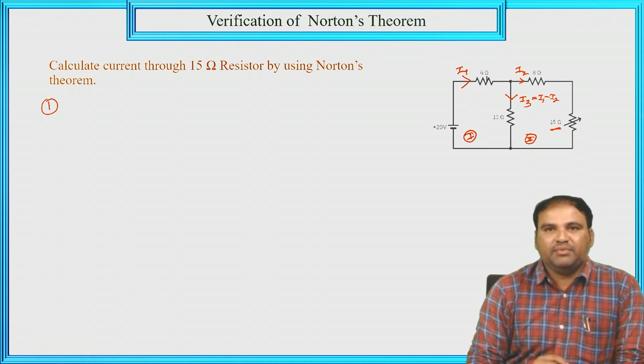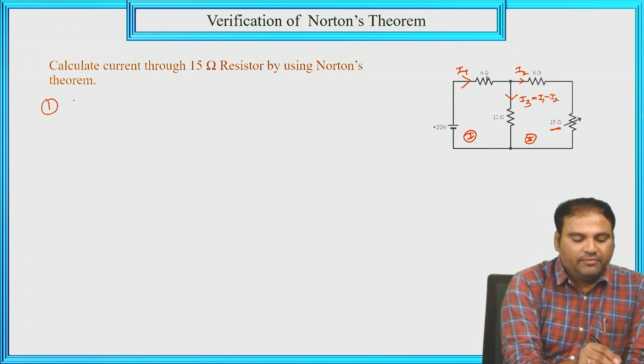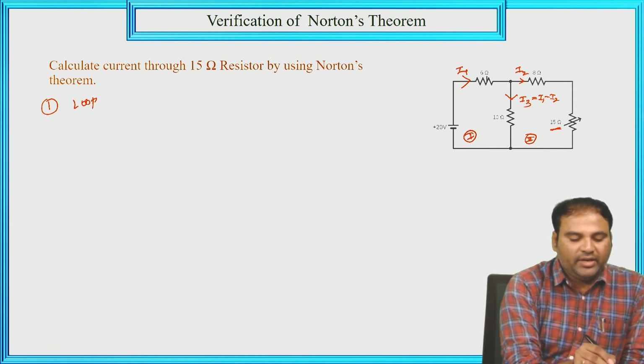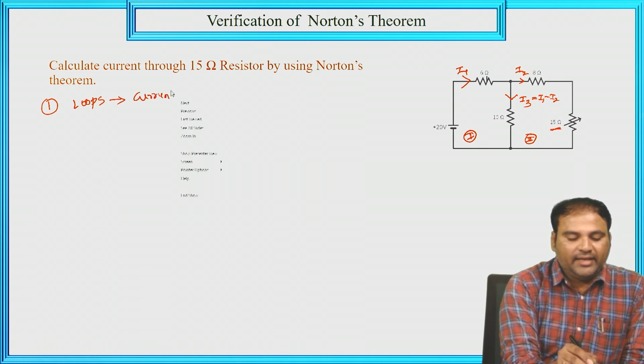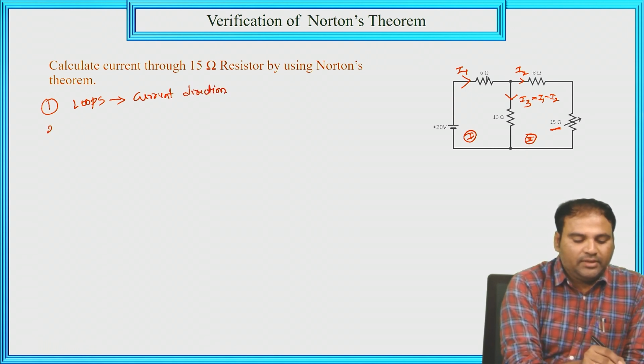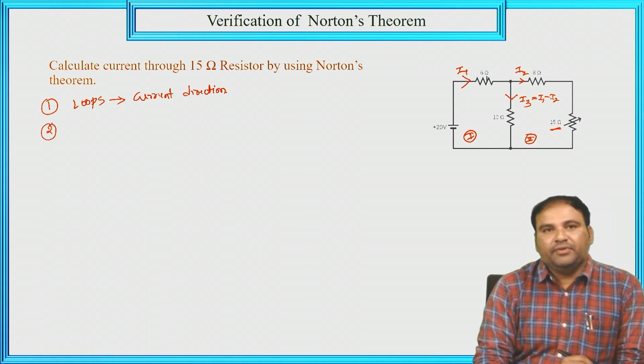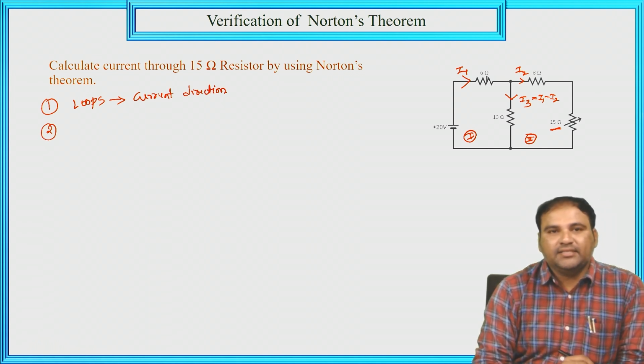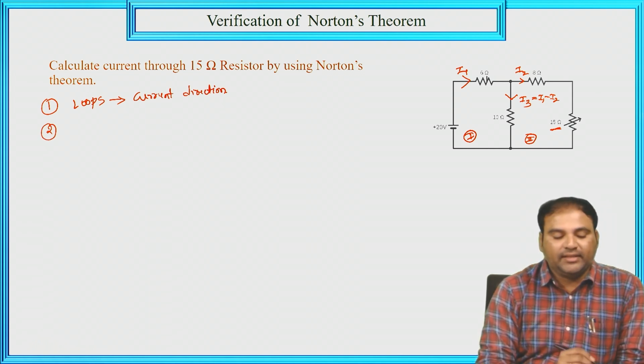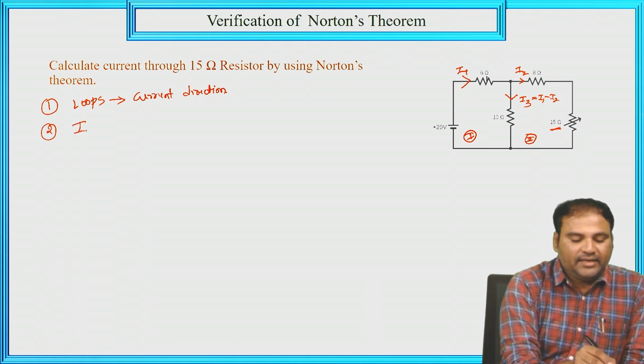So here is step number 1. In step number 1, first we have to find out the total number of loops. After that we have to give the current directions. Now step number 2 is we need to calculate the Norton's current, that is IN.